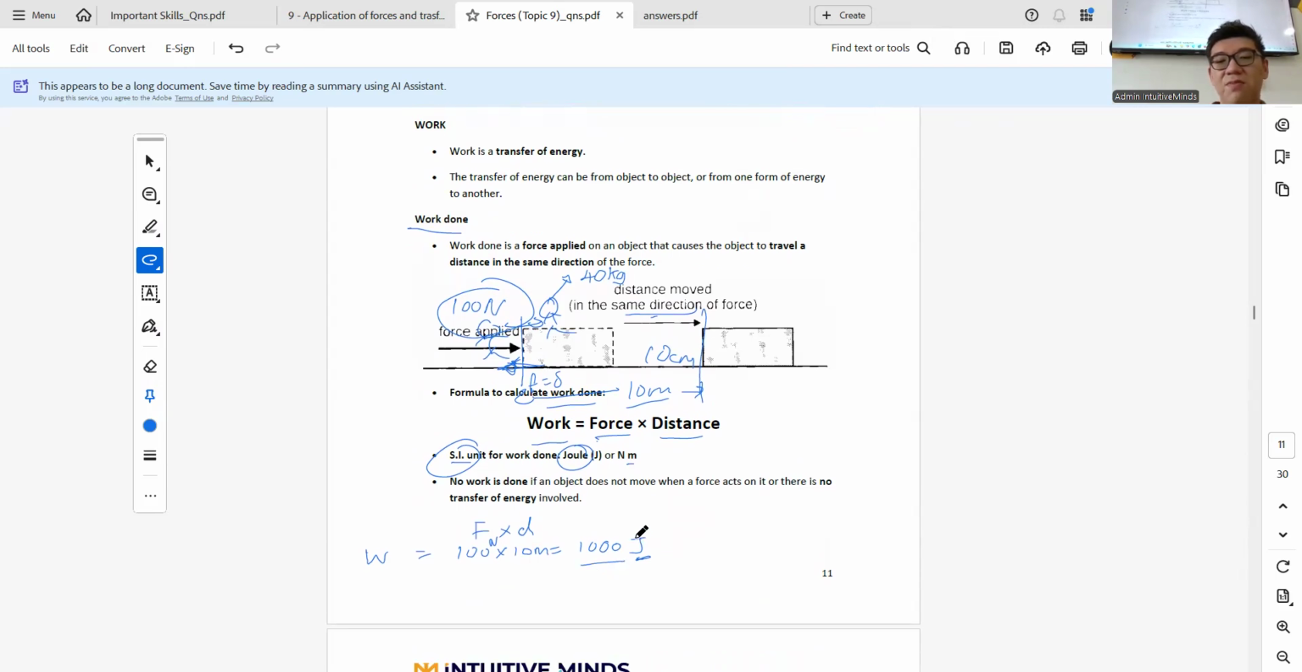Now, so this is 1000 joules and is a form of energy. Can you tell me where the energy came from? It came from you pushing it. Which part of you? Your muscles. Food in the muscles. Do you recall primary school?